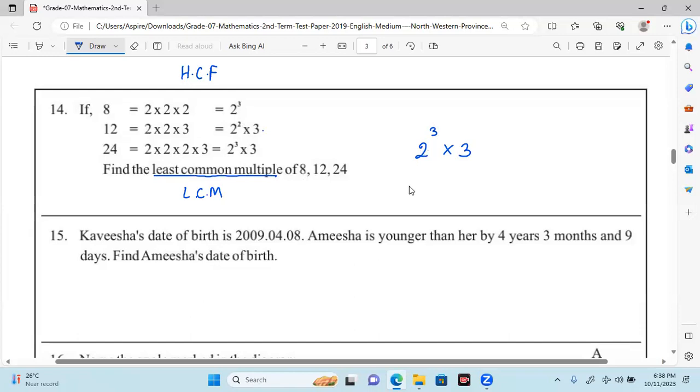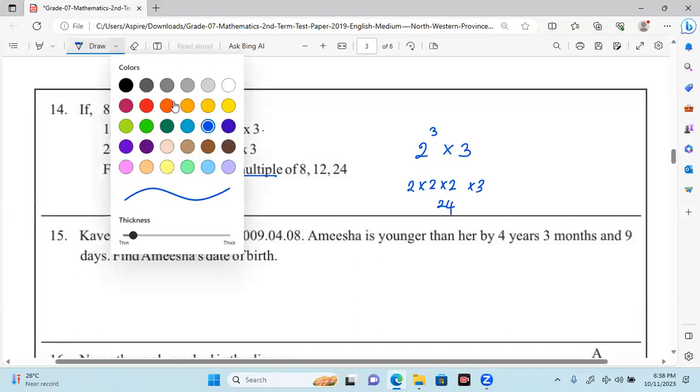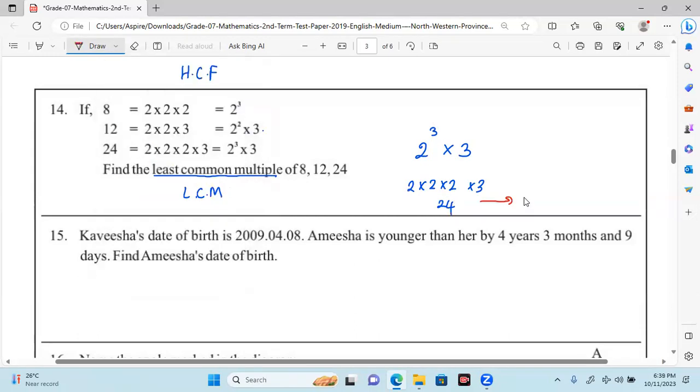2 to the power of 3 means 2 into 2 into 2 into 3. It's 8 into 3, 24 is the answer. Okay, Pute. Then you are given 2 marks.